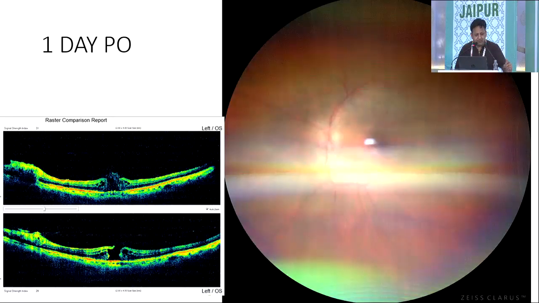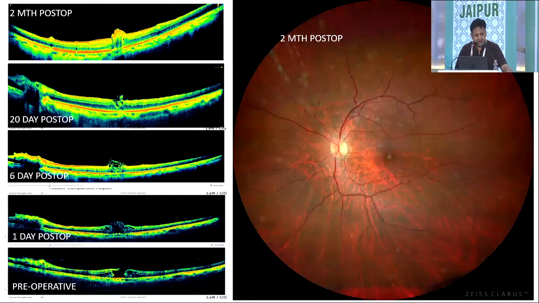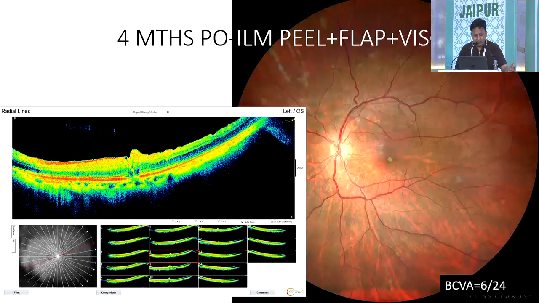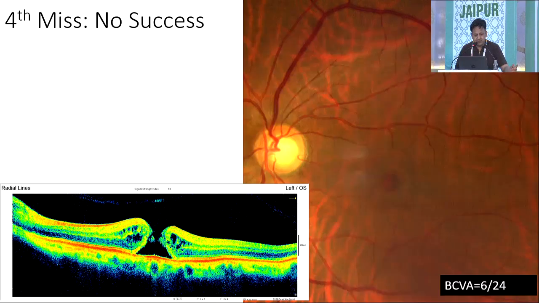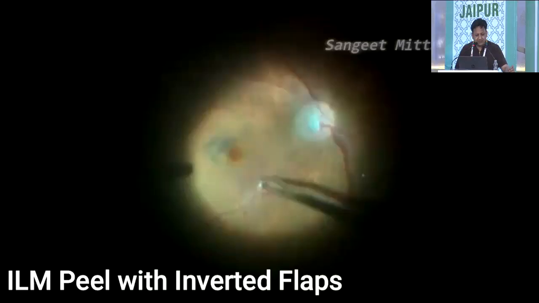I saw the flaps were covering the hole, but the hole had still not closed. But 2 months post-operatively, the hole had closed, and the patient's vision again had improved. This is 4 months post-op. Best corrected vision was 6/24, and the hole has closed. So no gas, no air, the hole closed. Then one day I started doing my routine cases like this, but then I stopped. There was no success. This was the fourth case.